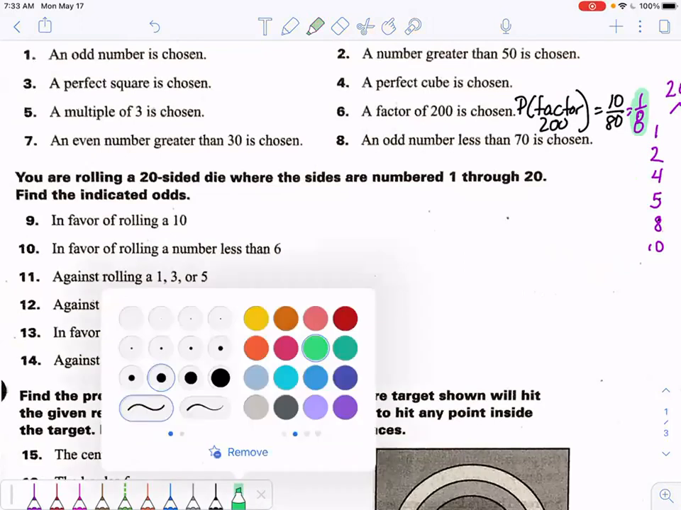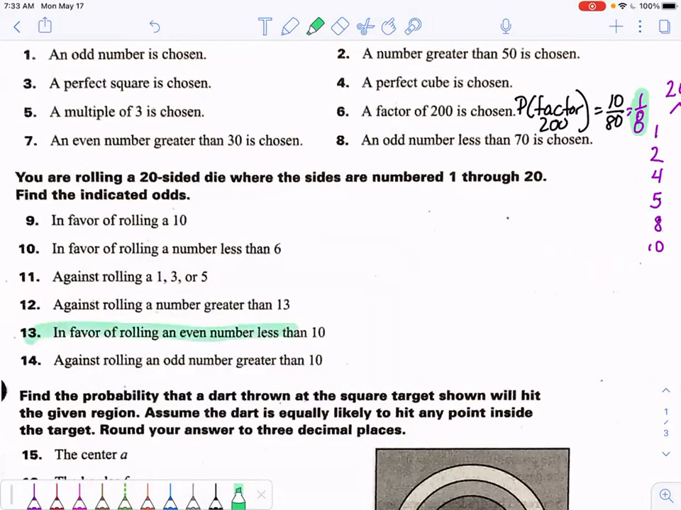So if you look at number 13, the odds in favor of rolling an even number less than 10. Ella, how many even numbers are there less than 10? So 4 even numbers less than 10. So when we're doing the odds in favor, what you're looking for goes first. What you don't want goes second, or the number that are left over.